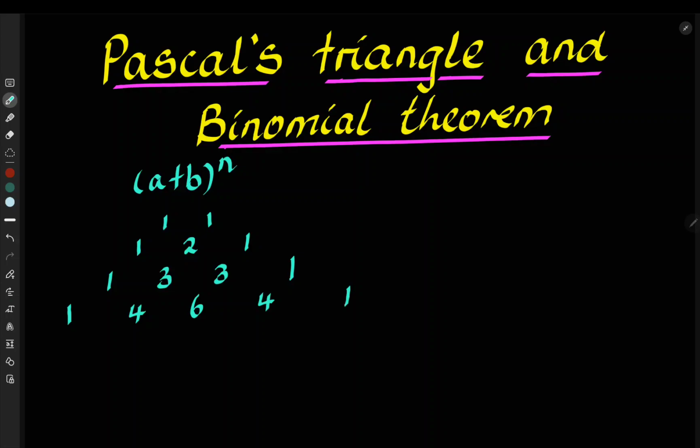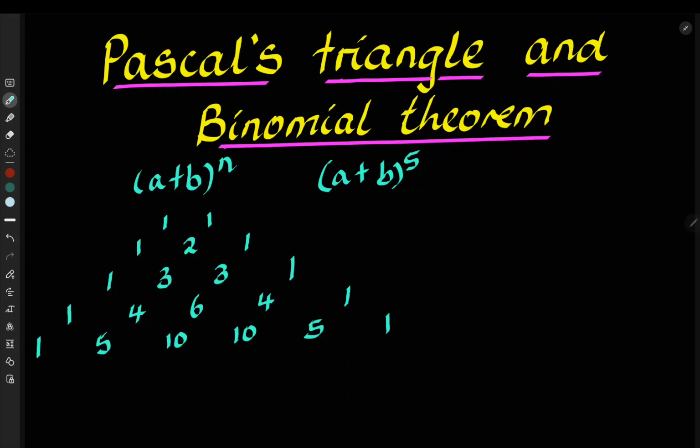Then you can go on to the fifth row. In this case, that will be 1, 5, 10, 10, 5 and 1. These are the coefficients in the expansion. Let's suppose you were asked to expand (a + b) to the power 5. The coefficients of that expansion will be in row 5, which is 1, 5, 10, 10, 5, 1.